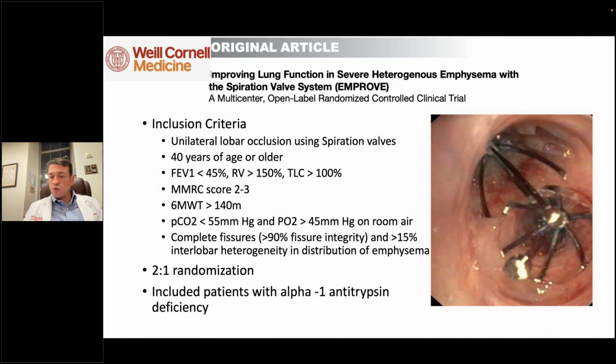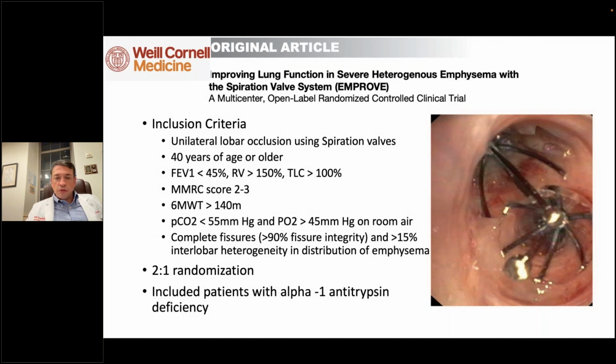So in clinical practice, we often say 150 is the bare minimum. PCO2 was a little bit higher here. It was 55. LIBERATE was 50. But as I mentioned before, fissure completeness was defined only based on a CAT scan, more than 90% complete. So they did not use the Chartis.